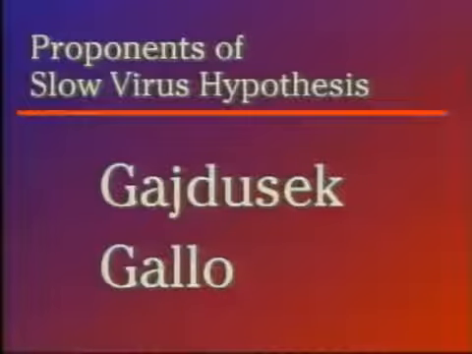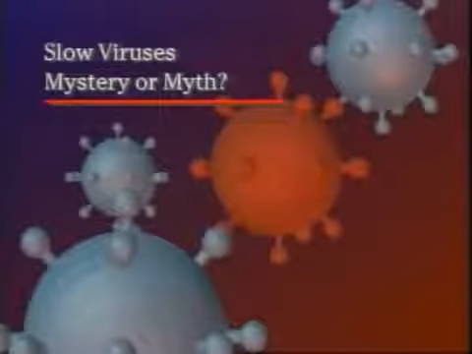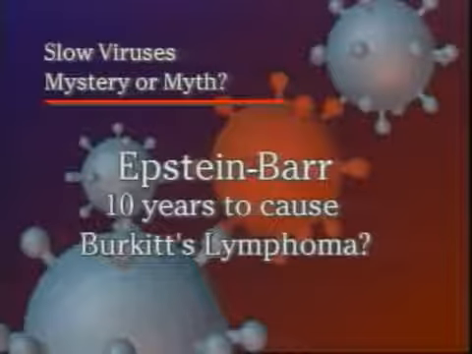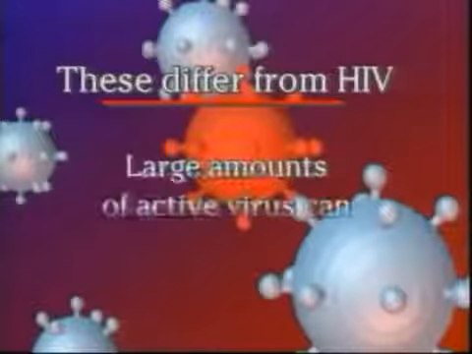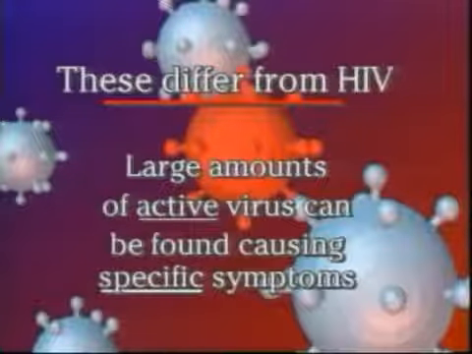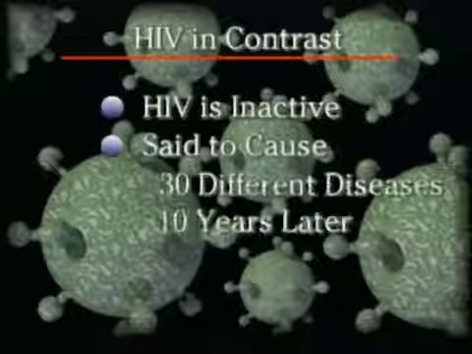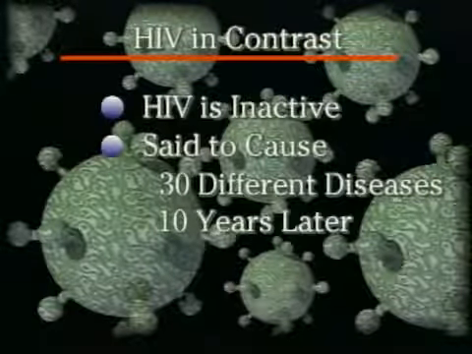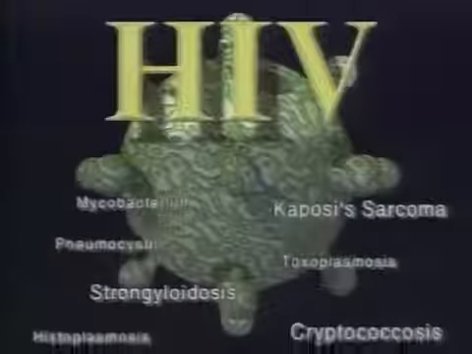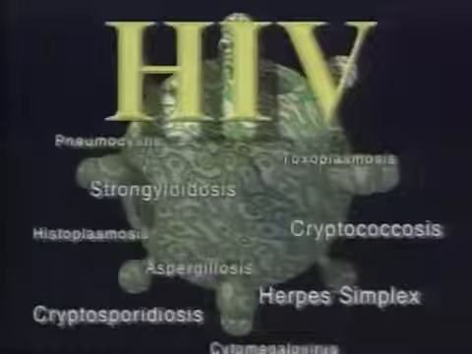They based their slow virus hypotheses on studies of Epstein-Barr, which was supposed to cause a cancer 10 years after infection, and herpes viruses that hide and reemerge in persons who have suppressed immunity and can't generate a sufficient defense. But these differ greatly from HIV, because in both cases large amounts of active virus can be found, causing specific symptoms. In total contrast, HIV is inactive, then is said to cause 30 different diseases 10 years later, none of which are specific to HIV itself.